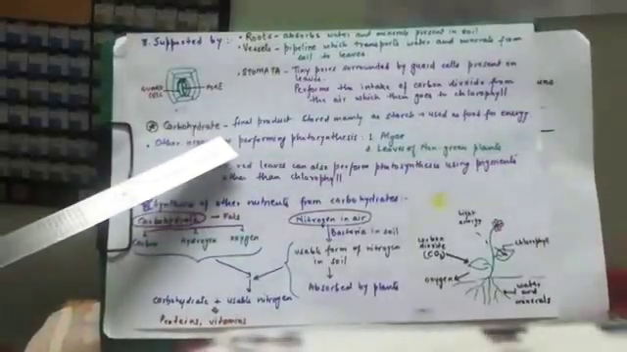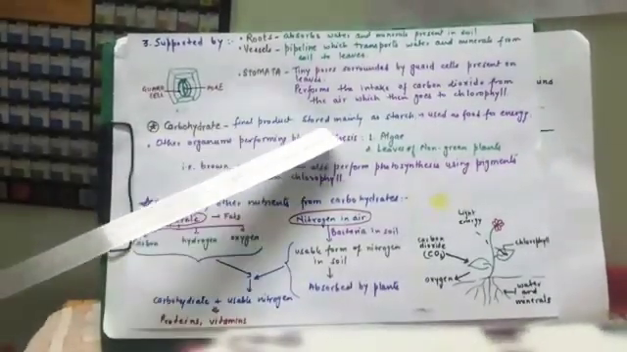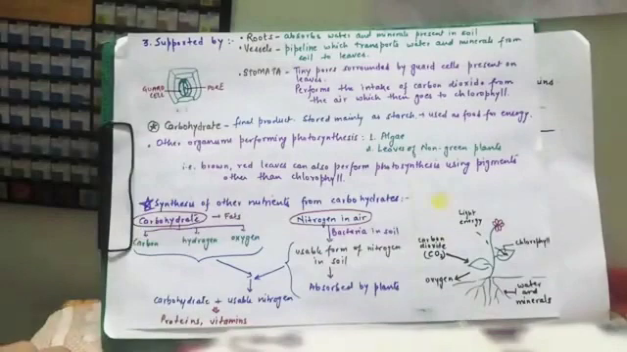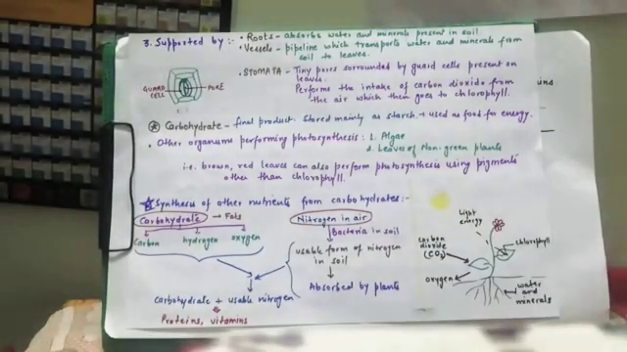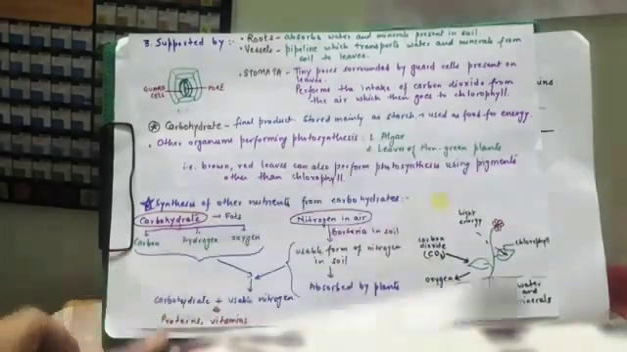final product, and it is stored mainly as starch in the plants, which is later on used as food for energy. So carbohydrate is the immediate product which can be stored as starch. This is a very important point.